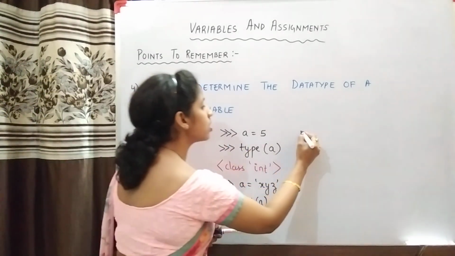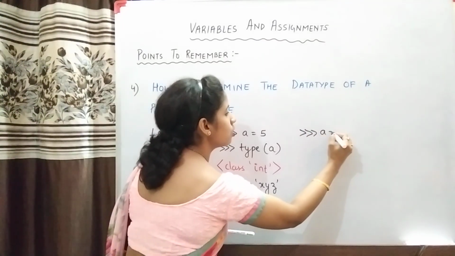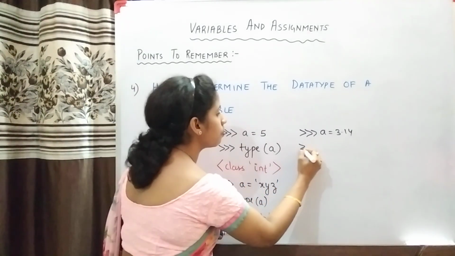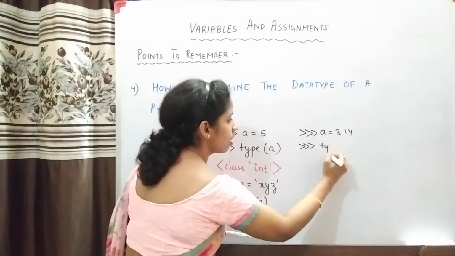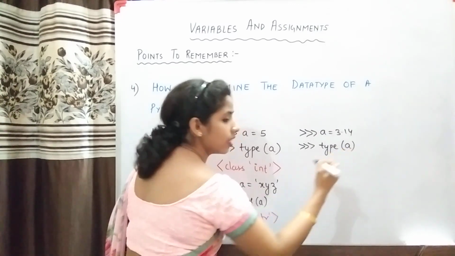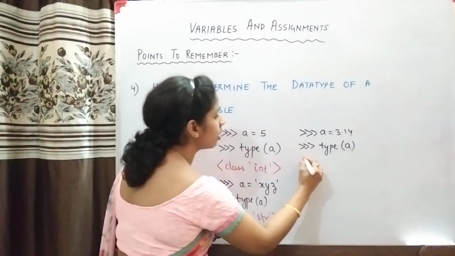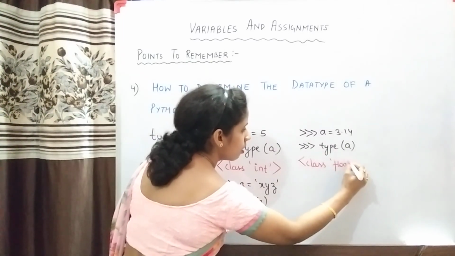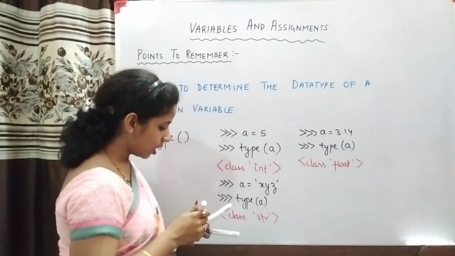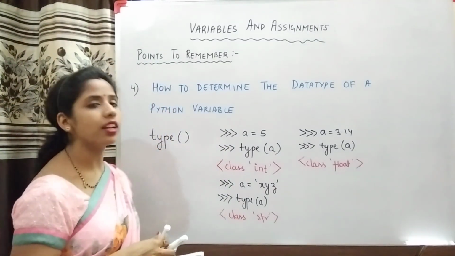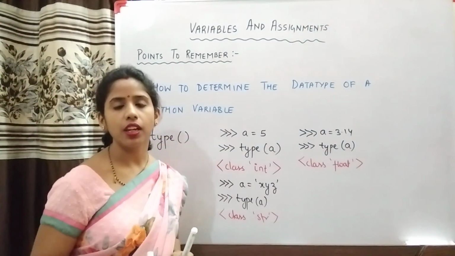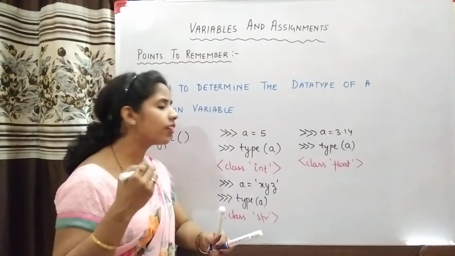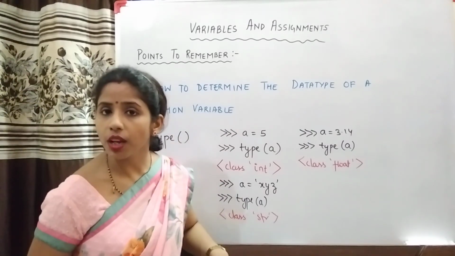Okay. Now after this, if I write a is equal to 3.14, okay, and I want to determine what type of value a is containing, so I write type(a) again, and what output do I get? class float. Okay. Now in the same way, if you assign the value False to the variable a, then it will give you the output as class bool. So you can give any kind of variable and you can determine what type of value it is having at a time.